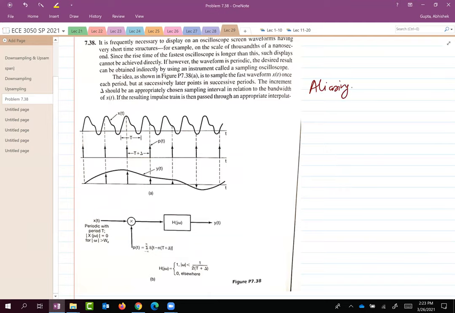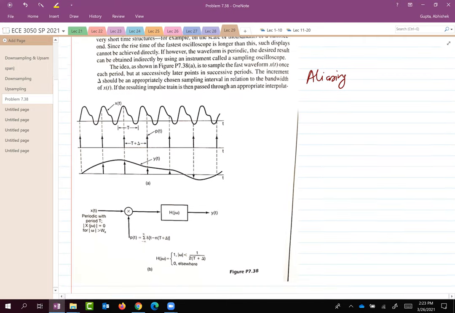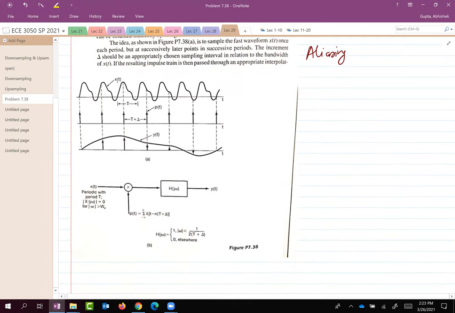I'm sure you all have read this problem. So the problem is as follows. I have a signal x(t) which is at a very high frequency, and there is no way I can come up with hardware which can sample this signal at 2 times omega m. If I can't sample it at 2 times omega m, but I can sample it around omega m, what can I do? That's what this question is all about.